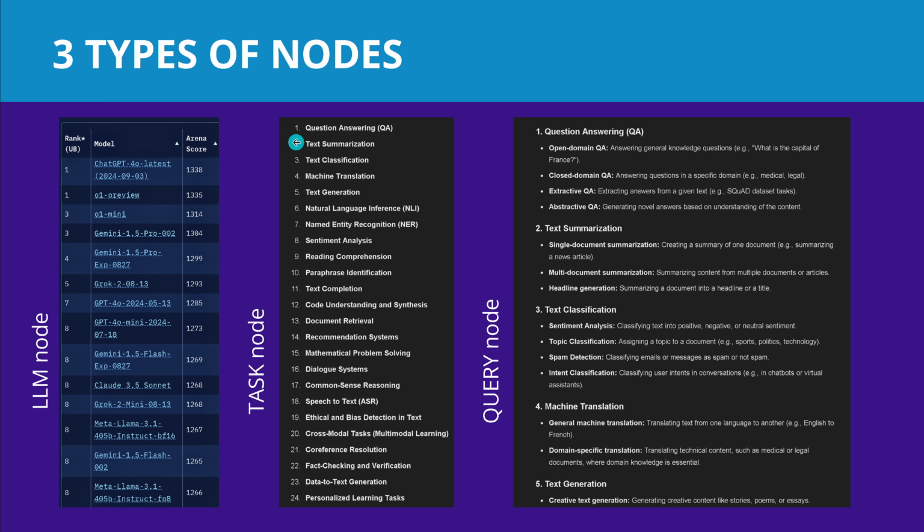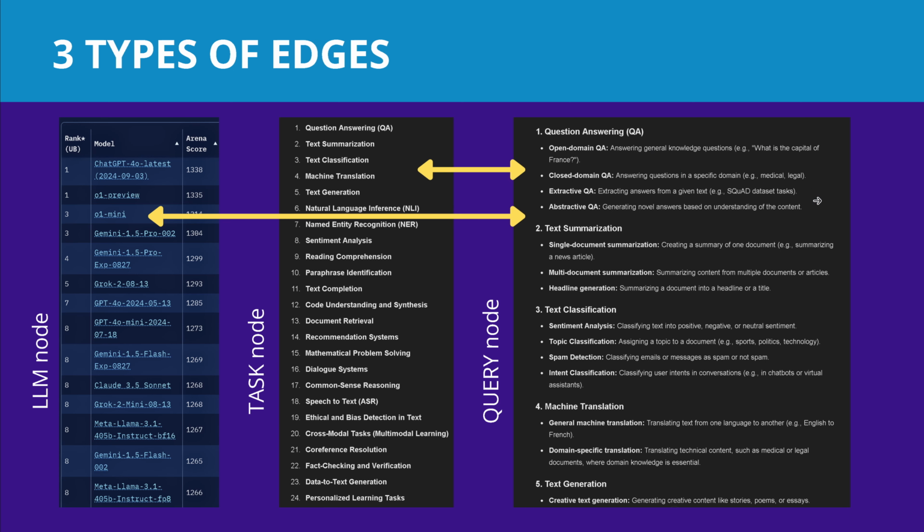So let's say in the question answering class, I have open domain question answering, closed domain, extractive Q&A, abstractive Q&A. So I have here a complete classification with particular queries. So this is a dense data set. And then of course we need edges. Well, couldn't be easier, no? We have the LLM nodes that connect now to the query nodes, and we have the task nodes that connect to the query nodes.